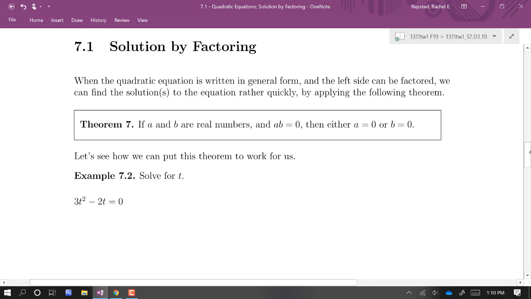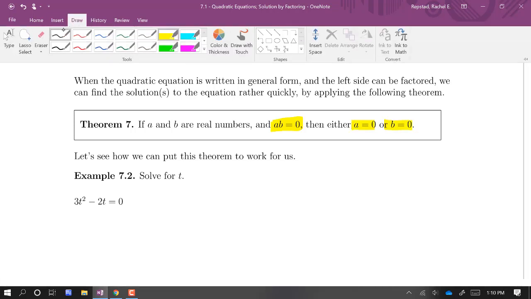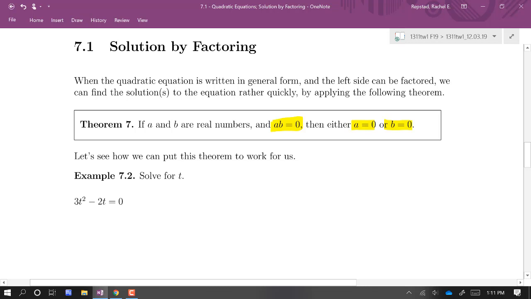So this is the basic principle behind solving by factoring, and that is that if you multiply two things to get 0, like if their product is 0, then one of those things has to be 0. That's the only way you can multiply two things and get 0. So if you are solving a quadratic, first of all, if it's set equal to 0 and you can factor what's on the left side, then you could basically boil that equation down to two linear equations.